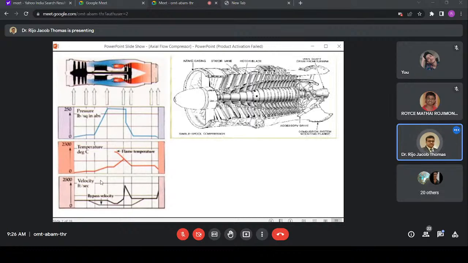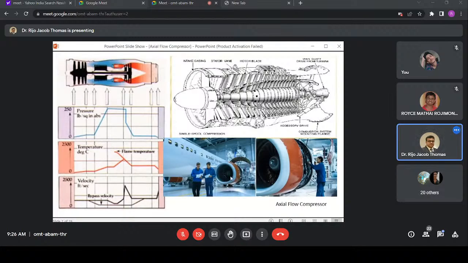It looks like this. This is a structure of that. So there is a drum in the middle and there are some blades. This is a front fan and all. So this you can see in a flight. This is exactly what I have shown here. So this is the engine.